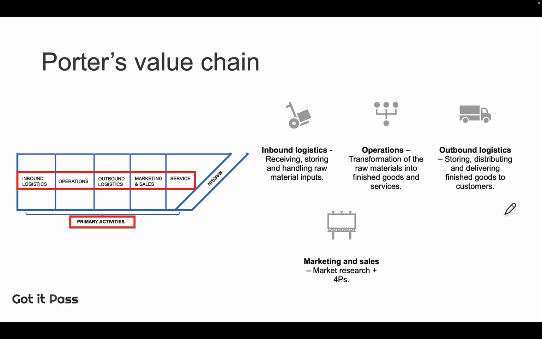And the fourth primary activity is marketing and sales, like doing market research or the 4Ps. 4Ps means place, promotion, price, and products. They are the 4Ps under the marketing mix. So here the market research plus 4Ps are under the marketing and sales primary activities.